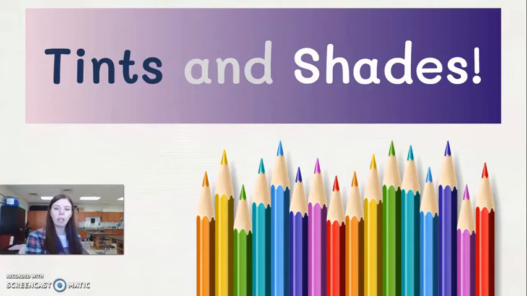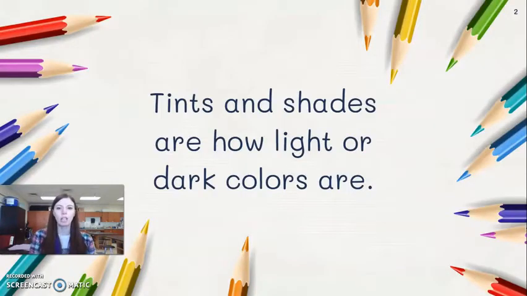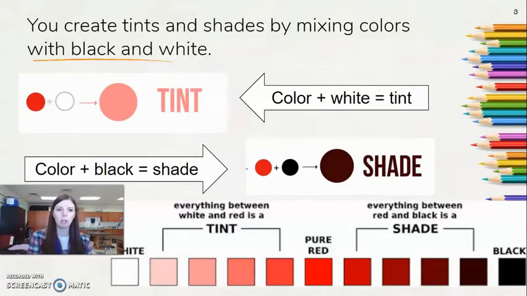This week we're going to be talking about tints and shades. Tints and shades are how light or dark colors are. Let's take a look at what this looks like using the color red. You create tints and shades by mixing colors with either black or white.